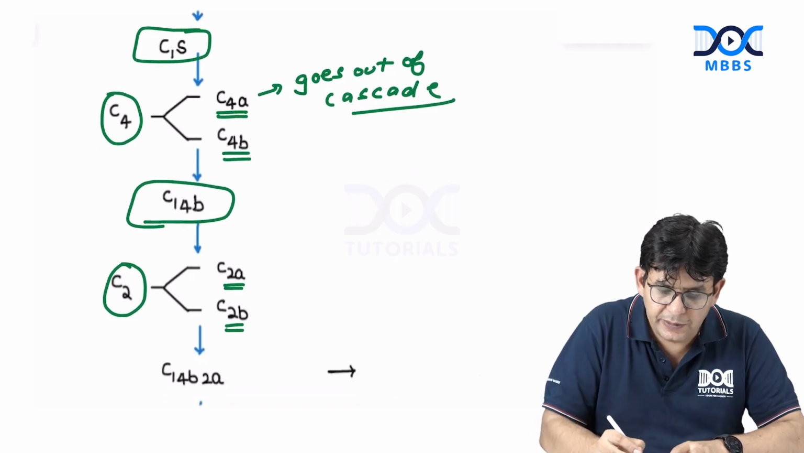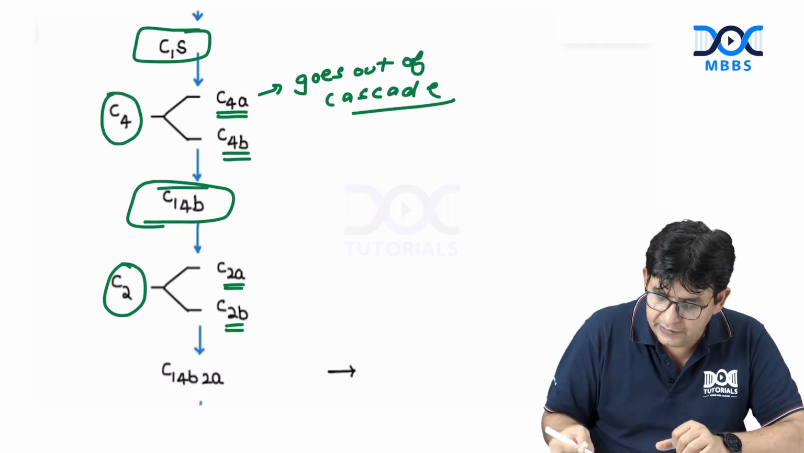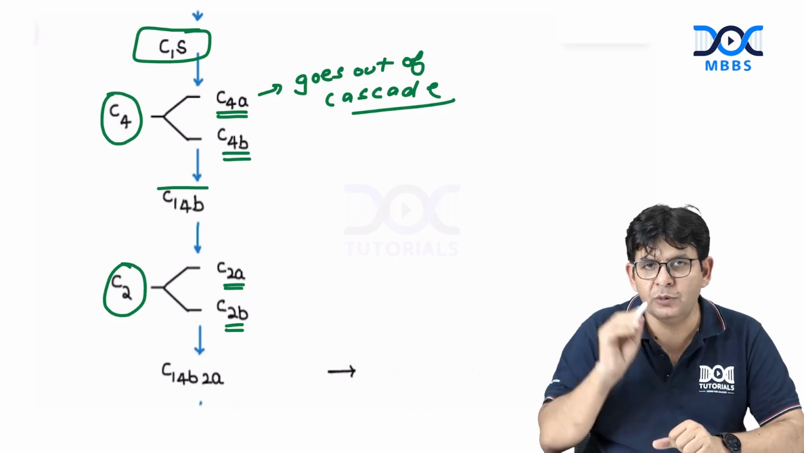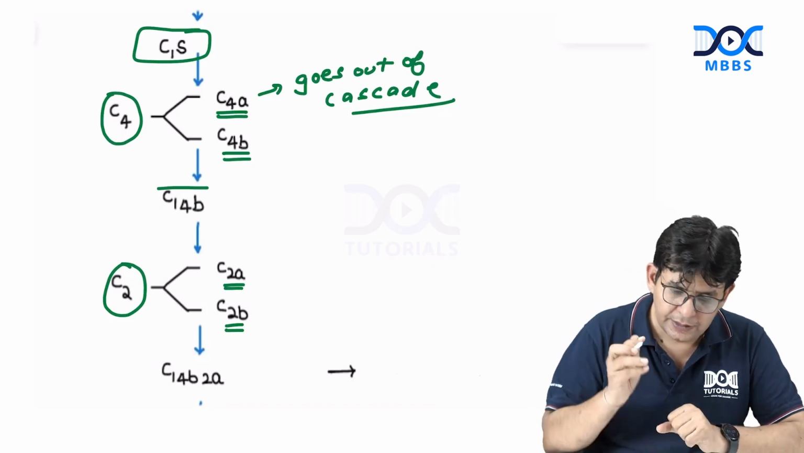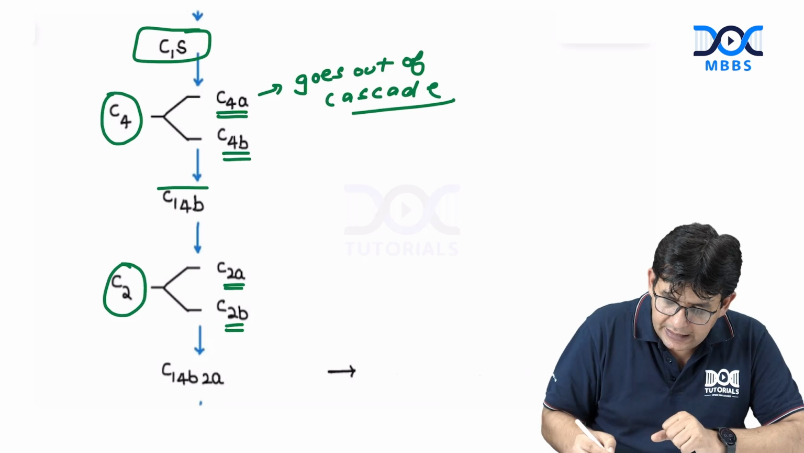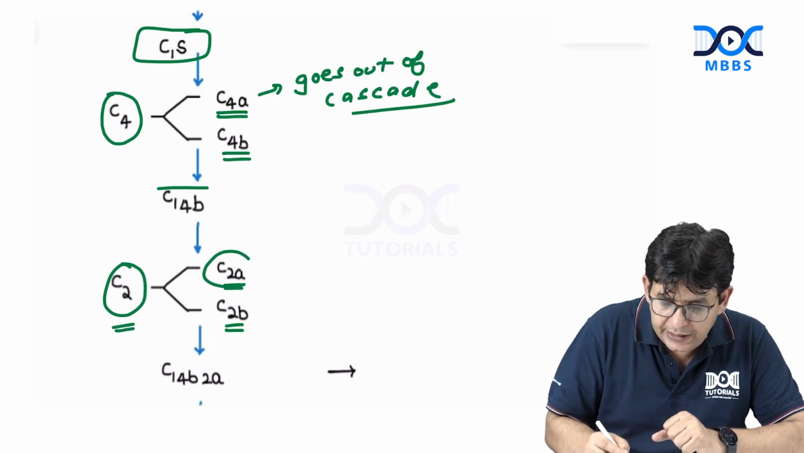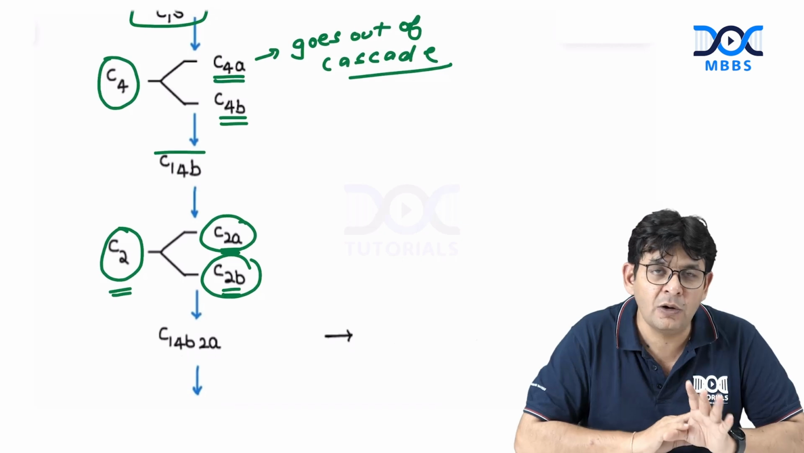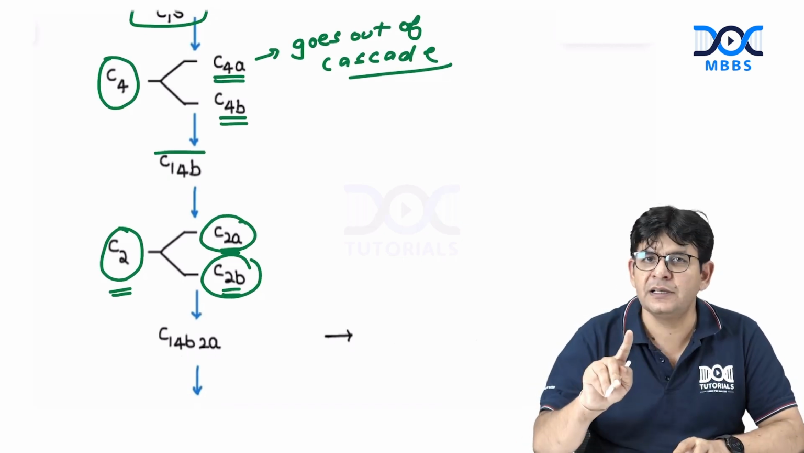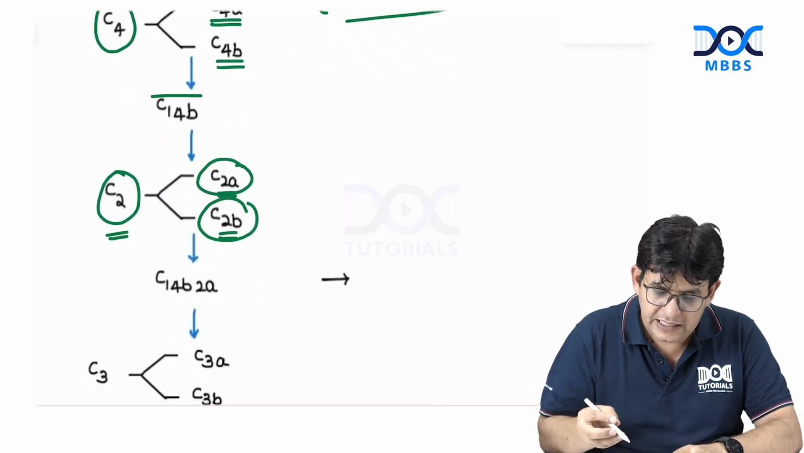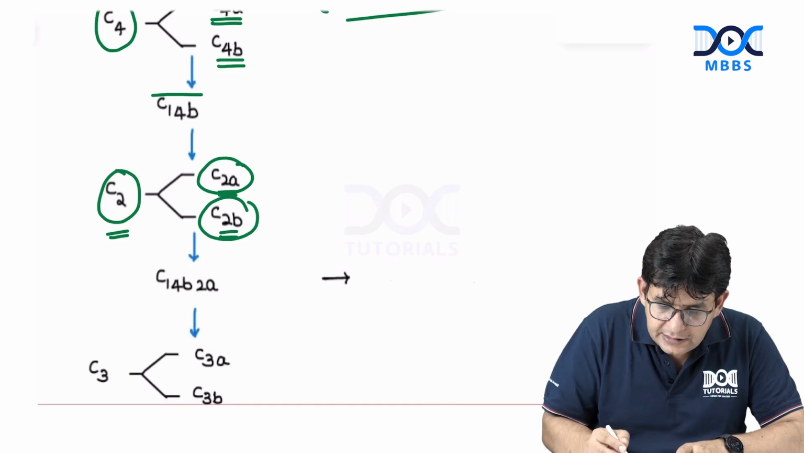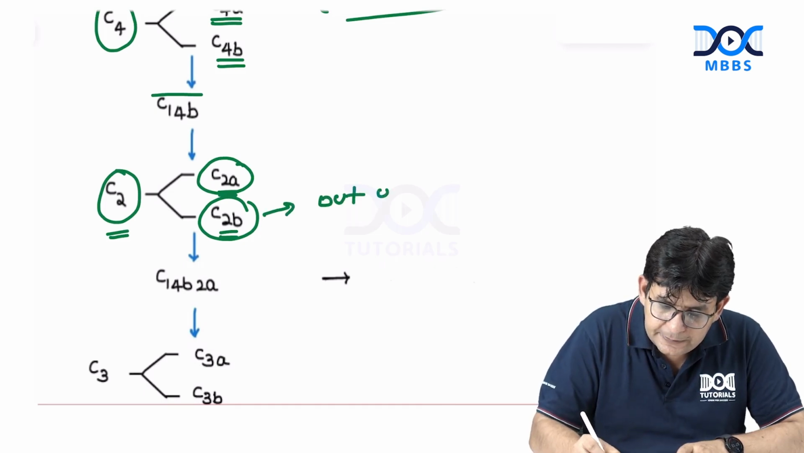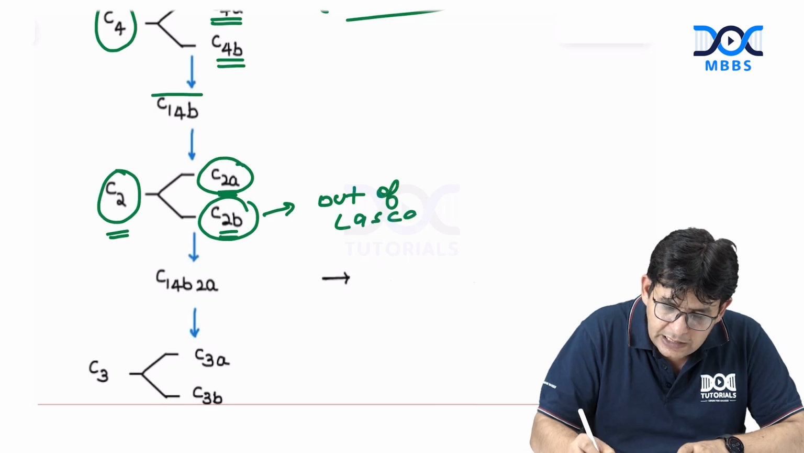Okay, this C14B, which is the activated form, we can show the activated form by putting a line over the C14B. This is the activated portion. This acts on the C2 and changes it into what? C2A, C2B. Just now I told you that the A part mostly goes out of the cascade. But here is an exception which can be asked of you. And what is the exception? In this, the 2B component is out of the cascade. Okay, the 2B component is out of the cascade.